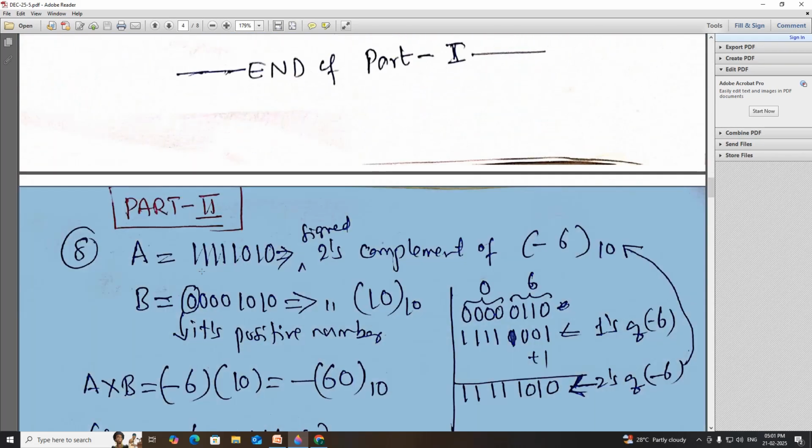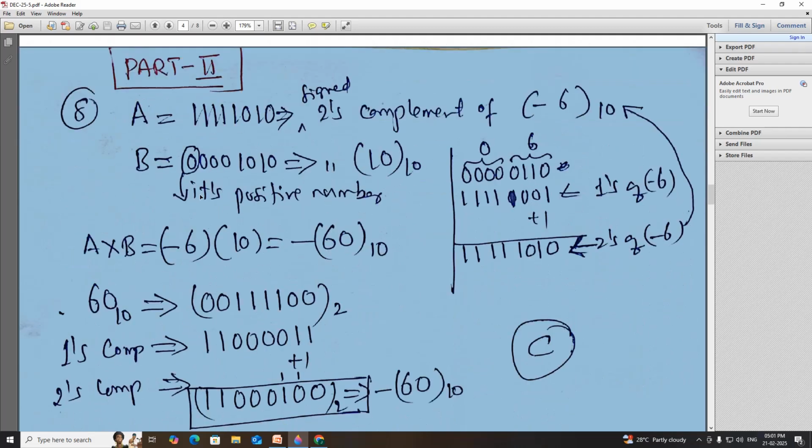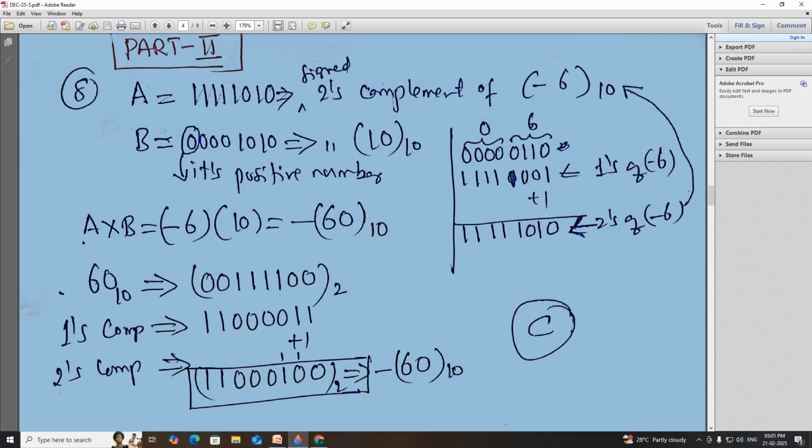So this is part 2 from the 8th. What we'll do is, a, this is the given number. This is signed 2's complement of actually minus 6. So the procedure is shown here. And what about b? b is already a positive number, so it's also in signed 2's complement form. So it is actually 10. This is decimal 10 and this is decimal minus 6.